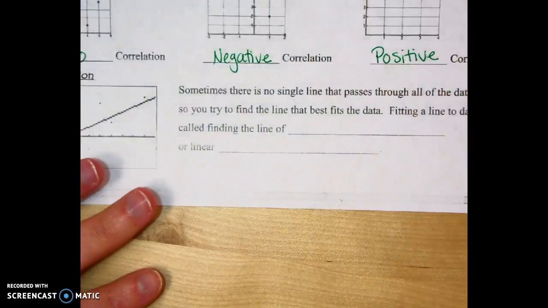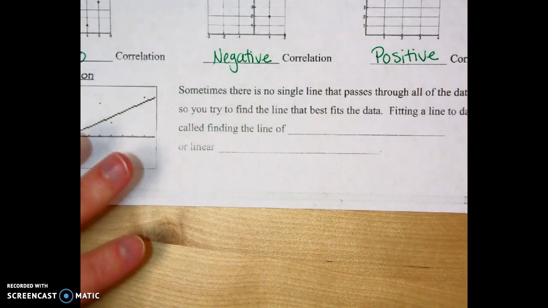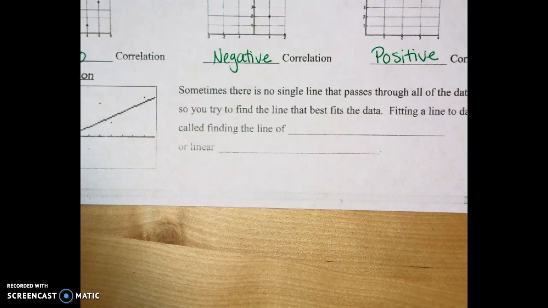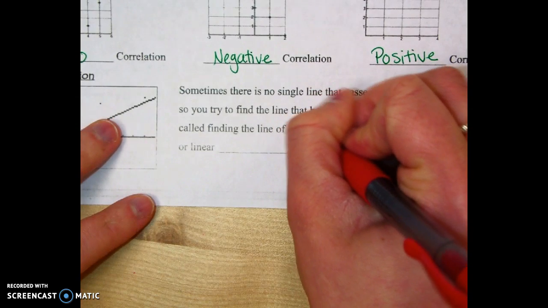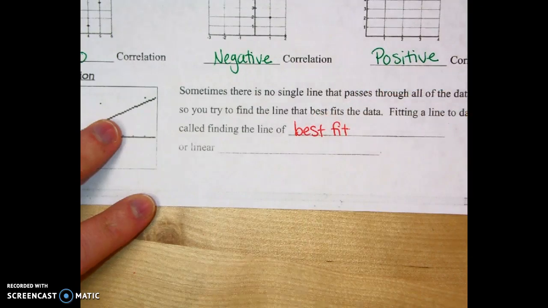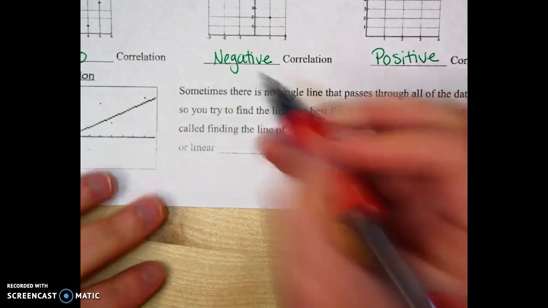Now let's look at the bottom here. It says sometimes there is no single line that passes through all of the data points. So you try to find the line that best fits the data. Fitting a line to data is called finding the line of best fit. This is also known as linear regression.